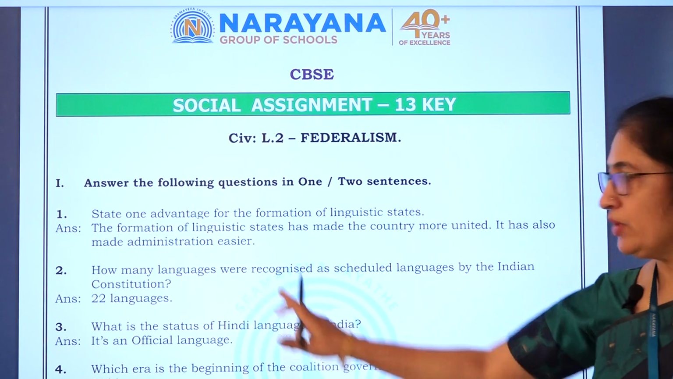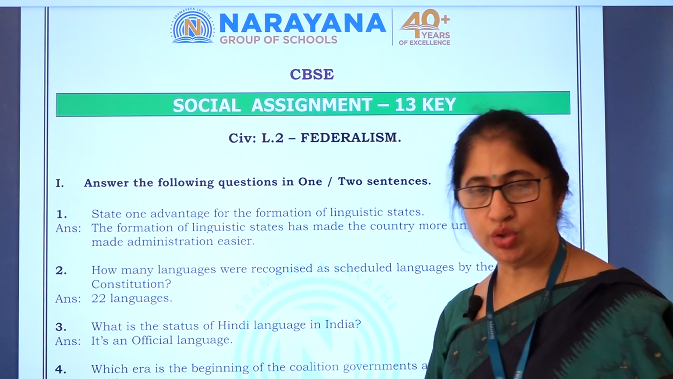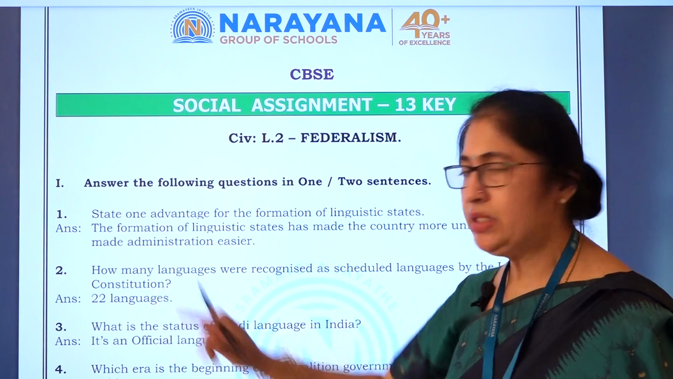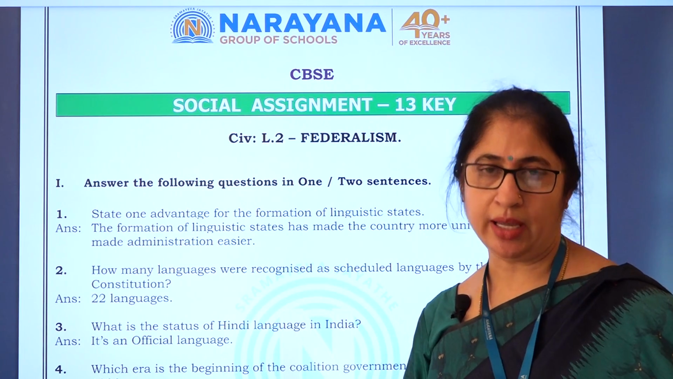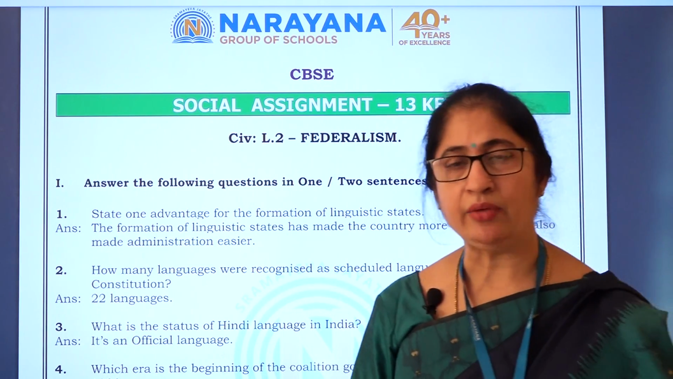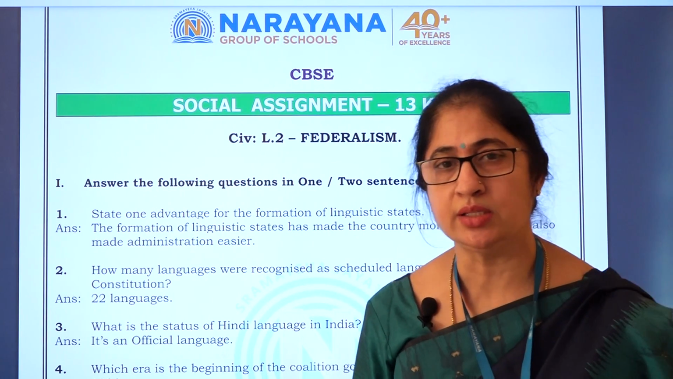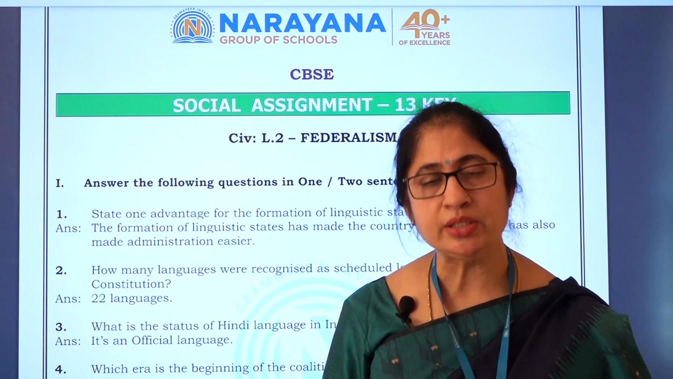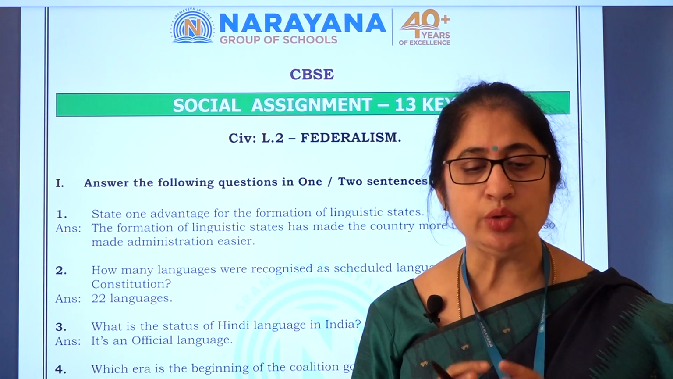How many languages were recognized as scheduled languages by the Indian Constitution? 22 languages have been recognized by our Indian Constitution as scheduled languages. So we have many languages, almost 1300 languages are there. Under this 121 major languages are there. Out of all 121 major languages, the Indian Constitution has included 22 languages.